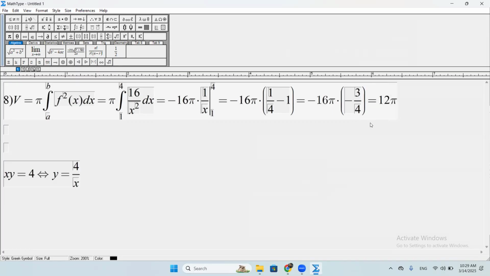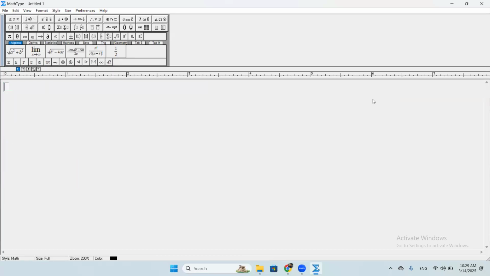Any questions about this exercise? No. Okay, no questions, so let's move next.